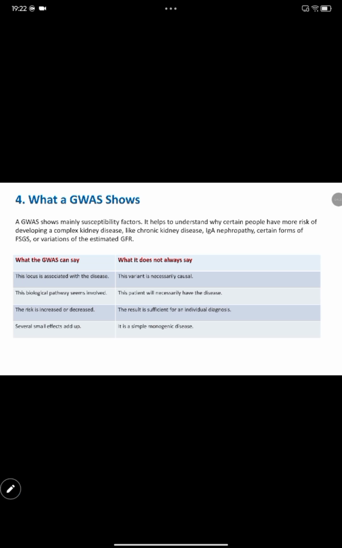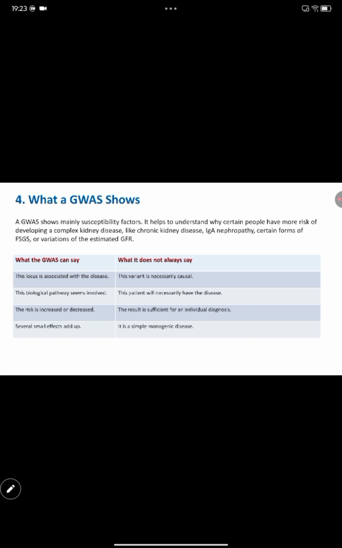And now, what does a GWAS show? This is the big question. We must have answers for this. So a GWAS mainly reveals susceptibility factors. It helps understand why some people are at a higher risk of developing complex kidney diseases, such as chronic kidney disease, IgA nephropathy, and certain forms of FSGS or variation in estimated GFR.